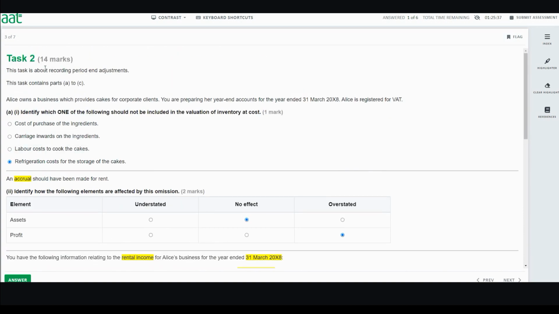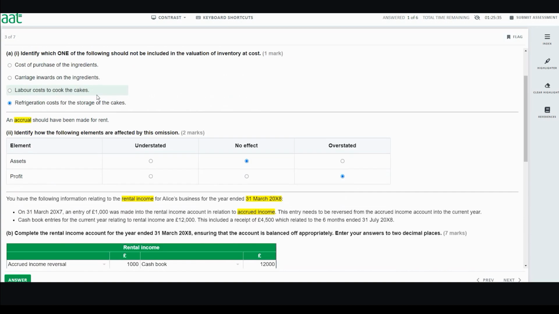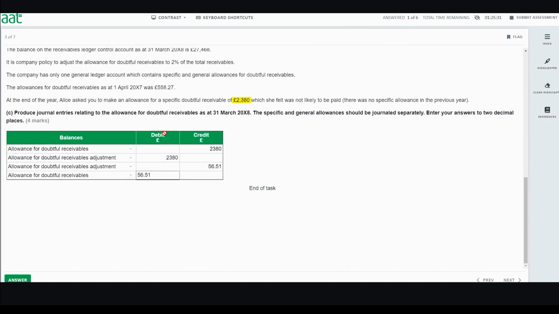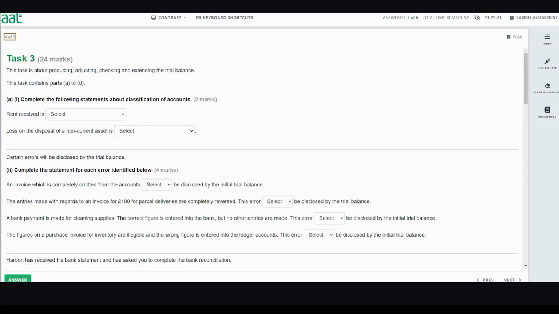And again, 14 marks. If you read it carefully and work through it step by step, it's quite simple. Don't let the words on the screen bog you down. Once you're done, submit your answer. So that's task 2 completed.